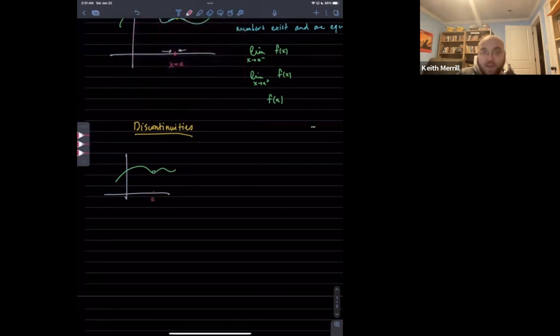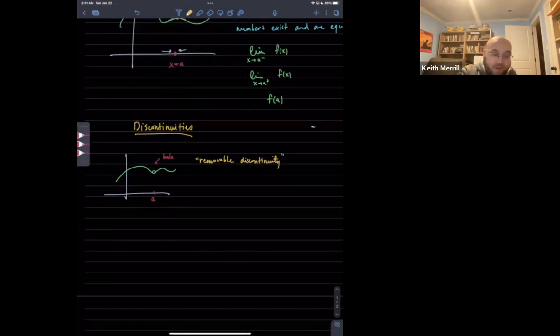So here's x equals a, and you notice the graph has a hole. So that's critical for this type of example. This is called a removable discontinuity. It's called removable because you could just fill in the dot and everything would be fine.